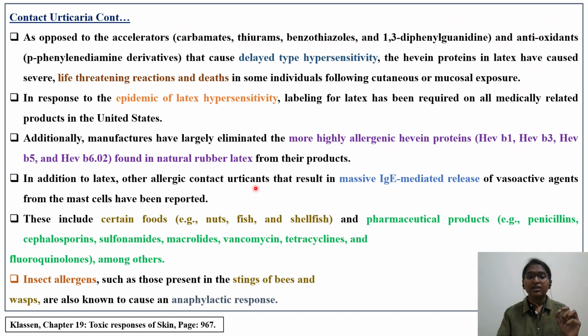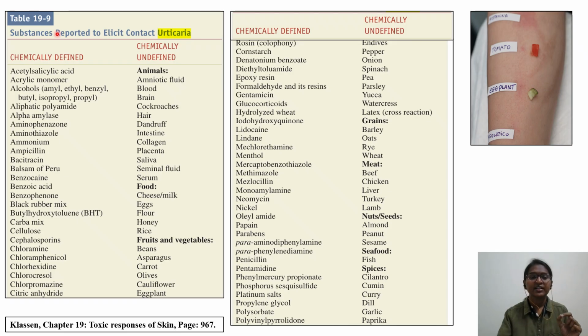Other contact urticarias result from massive IgE-mediated release of vasoactive substances. Certain foods I told you about, nuts, fish, and shellfish; pharmaceuticals: penicillins, cephalosporins, sulfonamides, macrolides, vancomycin, tetracycline, fluoroquinolones. All these things also cause contact urticaria. And insect allergens, stings of bees and wasps, also cause an anaphylactic response. So all these examples you have to remember; they might ask you in the exam. This list is given in Klaassen, chapter number 19, page number 967, with the substances which elicit contact urticaria.